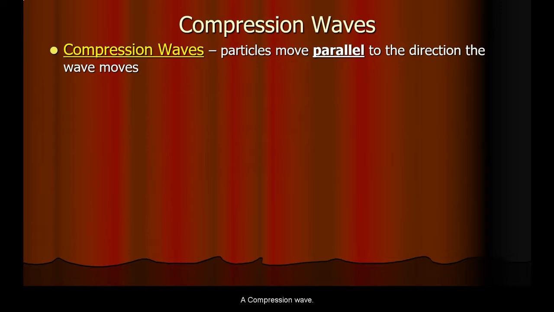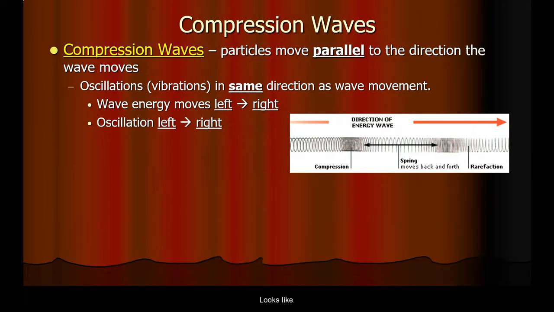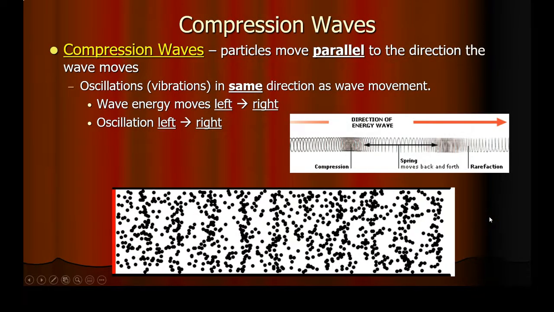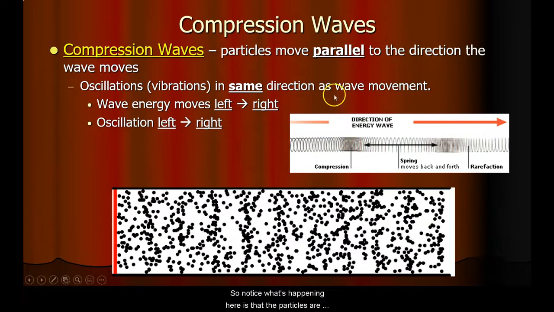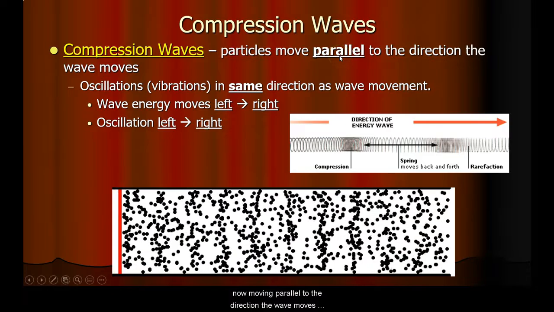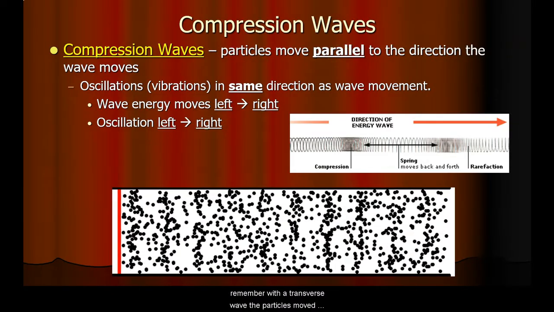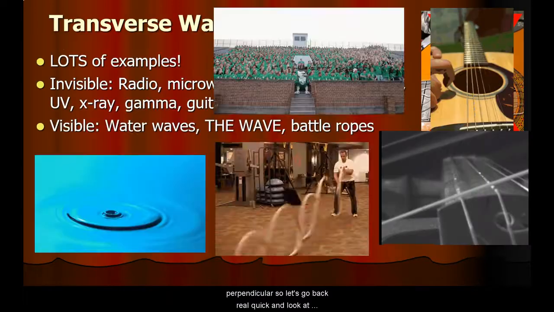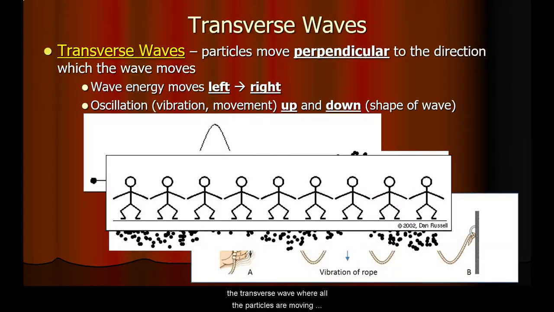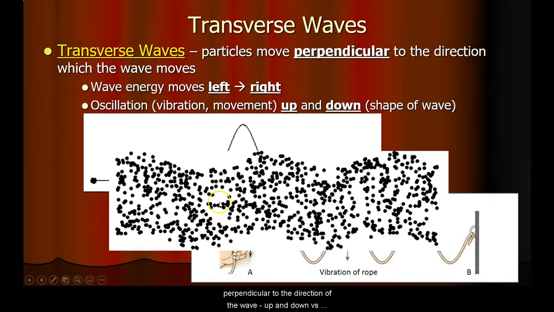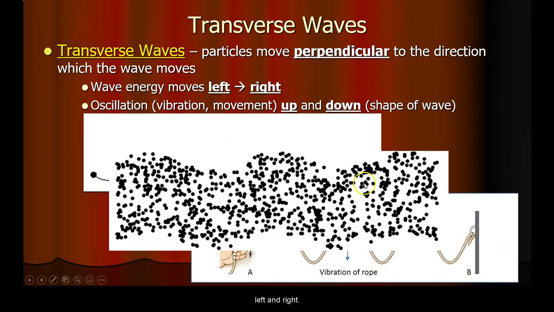A compression wave looks like, what does it look like? It looks like this. So notice what's happening here is that the particles are now moving parallel to the direction that the wave moves. Remember, with a transverse wave, the particles moved perpendicular. So let's go back real quick and look at the transverse wave where all the particles are moving perpendicular to the direction of the wave, right? Up and down versus left and right.